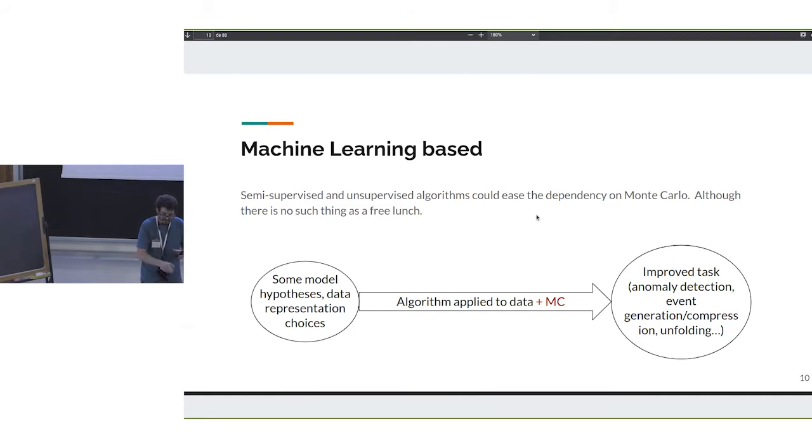And here I still include the Monte Carlo, because the Monte Carlo is useful. It's powerful. It really has a lot of physics involved. And it would be foolish to say, I only care about the unsupervised and semi-supervised algorithms, and I forget about the Monte Carlo. So we can incorporate the Monte Carlo. We have to decide how, and try to get from this an improved task, which can be anomaly detection, event generation, event compression, unfolding. There are a lot of possible tasks that can be helped with machine learning.